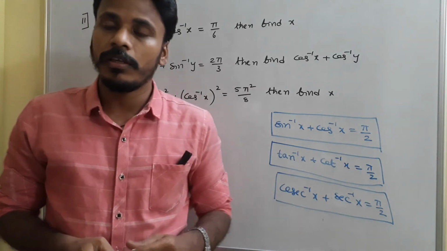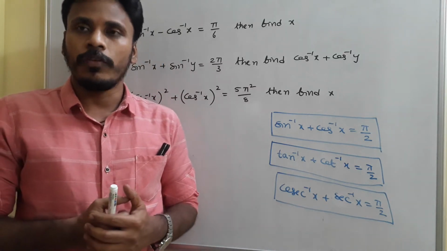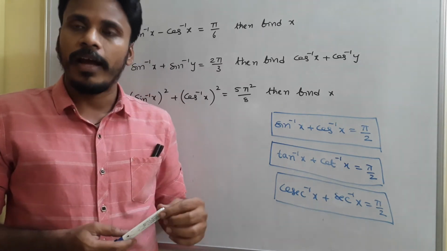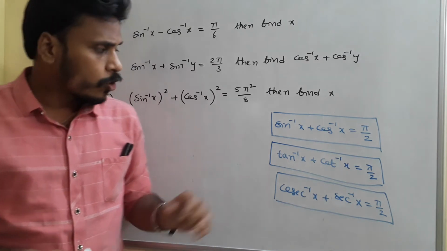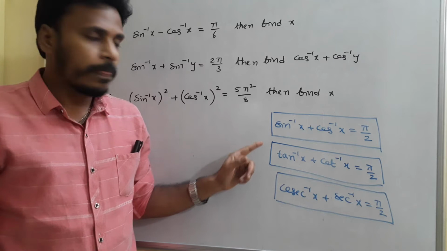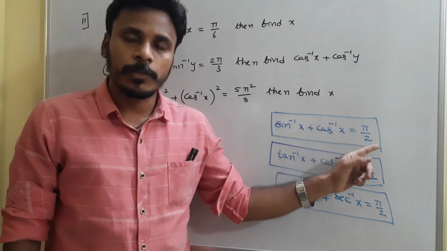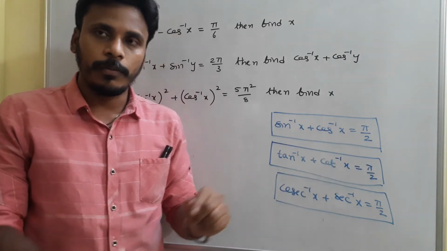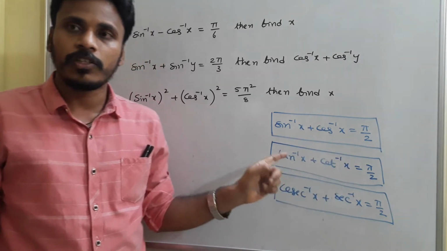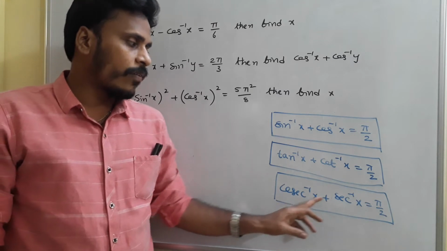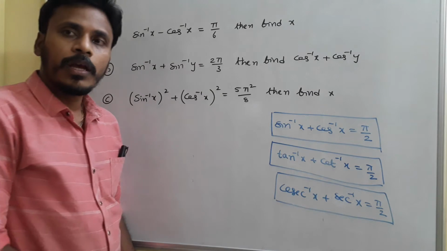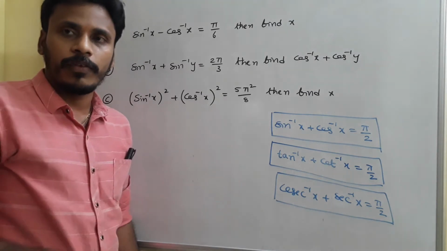We discussed the different formulas related to inverse trigonometry and some problems, how to calculate the values and some formulas. These are the fundamental formulas in inverse trigonometry. Sin inverse x plus cos inverse x is pi by 2, where x is between minus 1 and 1. Tan inverse x plus cot inverse x is pi by 2, where x is all real values. Cosecant inverse x plus secant inverse x is pi by 2, where x is not between minus 1 and 1. Using these three we can solve different problems.